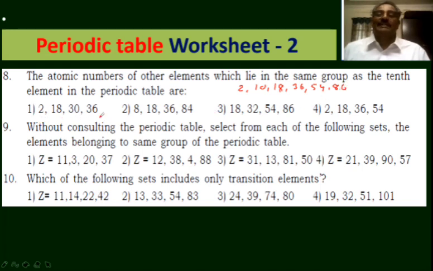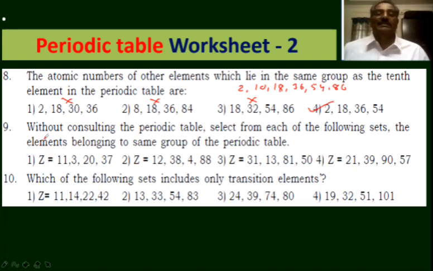2, 18, 30, 36. 30 is not in this list. So this is not the right option. 8, 18, 8 is not present here. So this is also not the right option. 18, 32, 32 is not here. So this is also not the right option. 2, 18, 36, 54. All of these are present in this list. So the fourth option is the right option here.